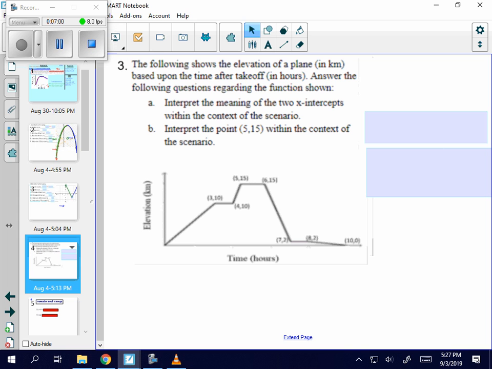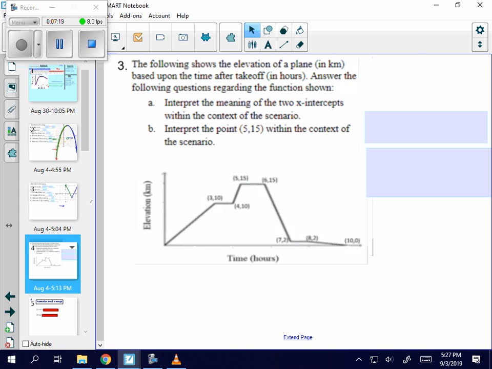Okay, number 3. The following shows the elevation of a plane in kilometers based on the time after takeoff in hours. Answer the following questions regarding the function shown. A. Interpret the meaning of the 2 x-intercepts within the context of the scenario.